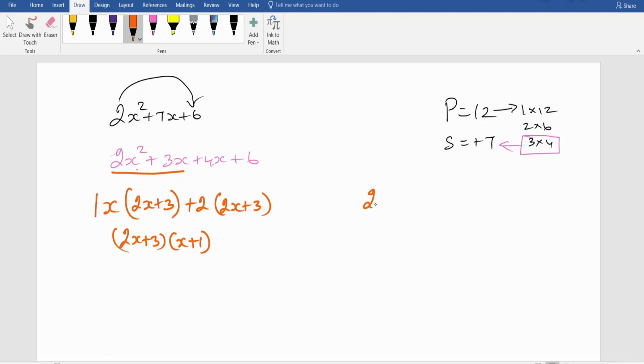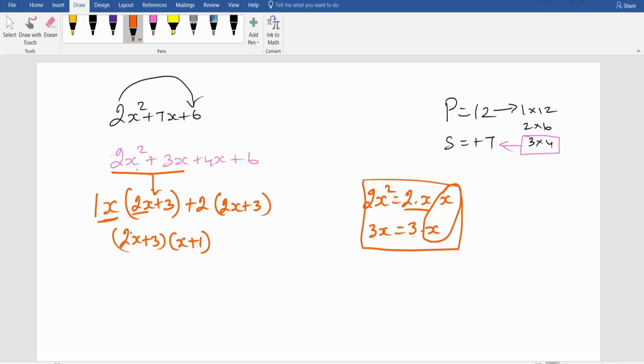For example, we were writing 2x square is equal to 2 into x into x. Then 3x is equal to 3 into x. The common term was only x. So we have written it here. Then this is 2x, which I have written, plus 3. So instead of doing this, we have directly arrived at this value by taking the common out. This could also be employed if you can do it without a mistake.